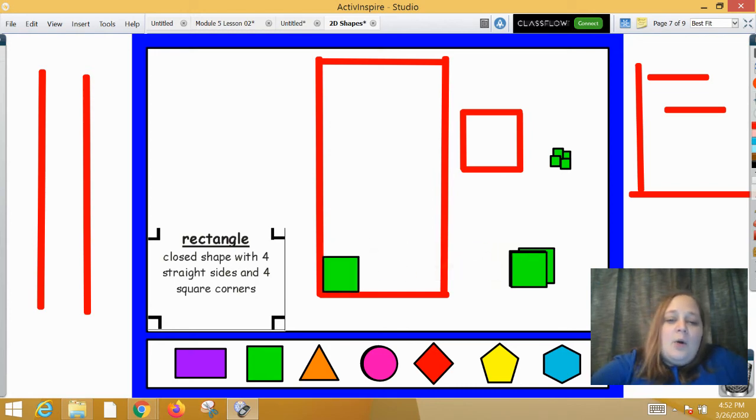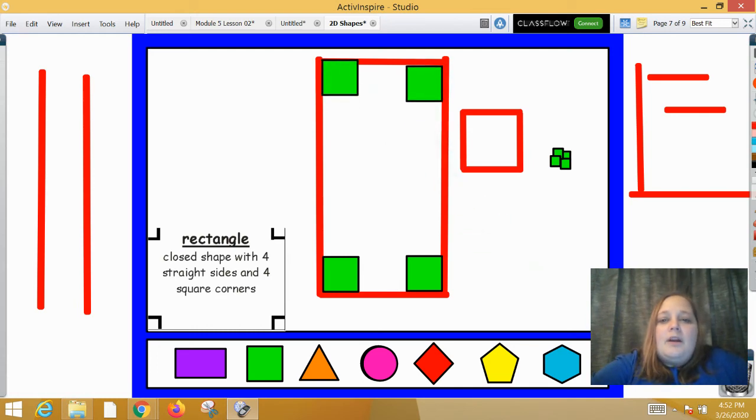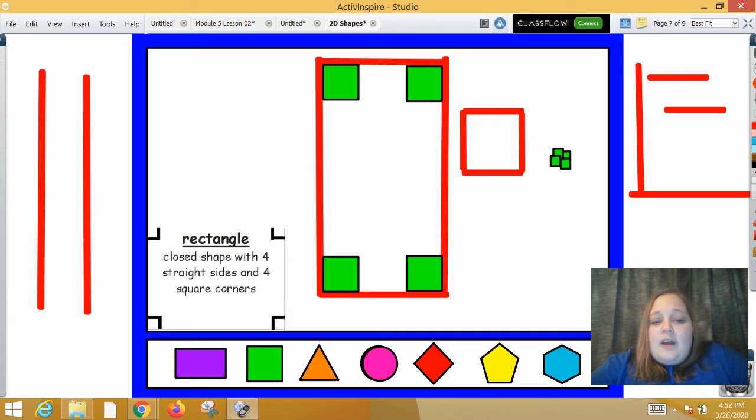Let's test it out. 1, 2, 3, and 4. Yay, it has 4 square corners. So this is a rectangle. Now, wait a minute. I see something hiding over here. Is this a rectangle too? Let's see. Does it have 4 sides? 1, 2, 3, 4. It does. Does it have 4 corners? Let's see. 4 square corners.